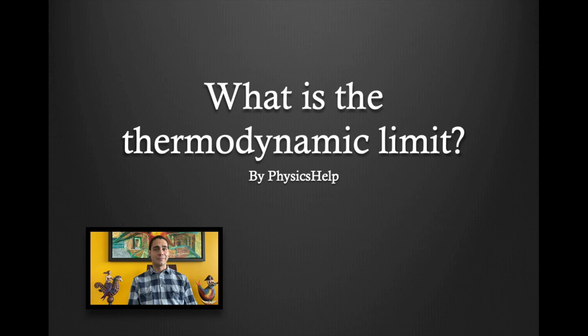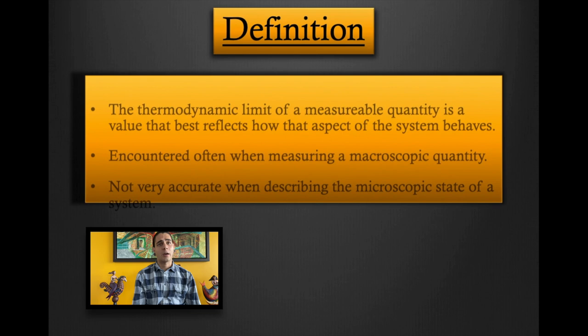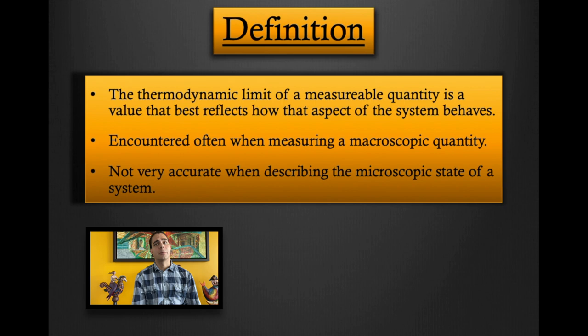Hey guys, my name is Brandon, and today I'll be showing you what the thermodynamic limit is. So the thermodynamic limit of a measurable quantity is the value that represents how that particular aspect of the system behaves. This is often encountered when we measure macroscopic quantities, such as the pressure, temperature, and volume of a gas.